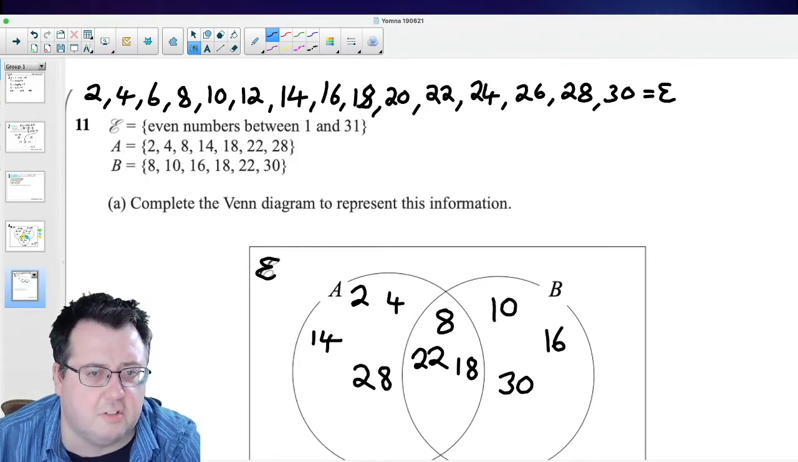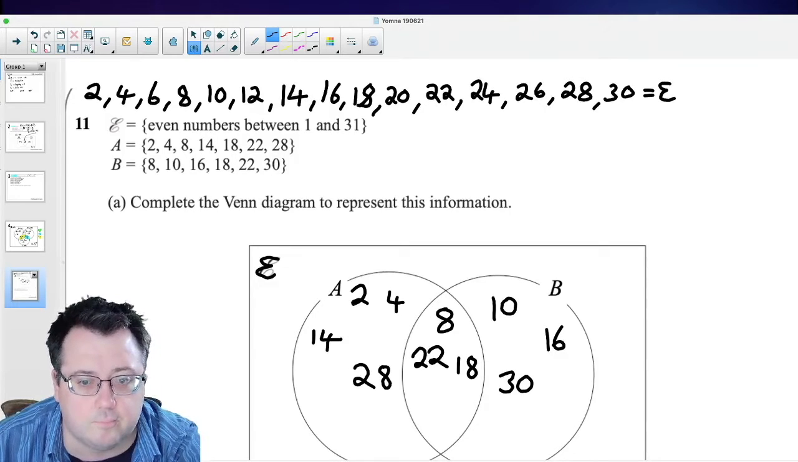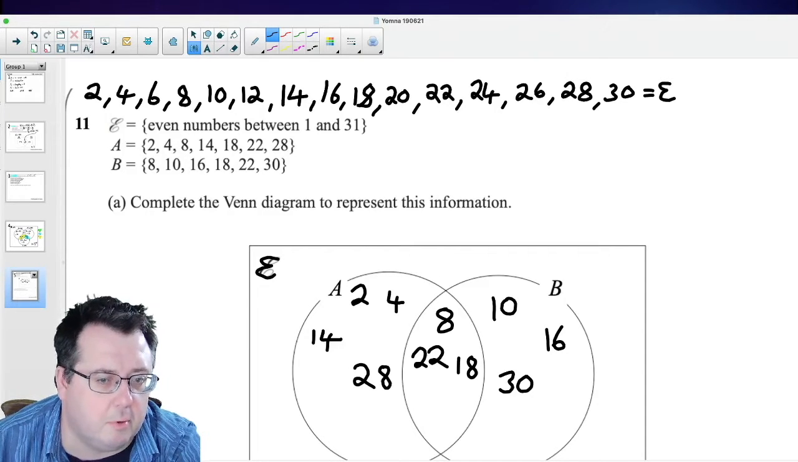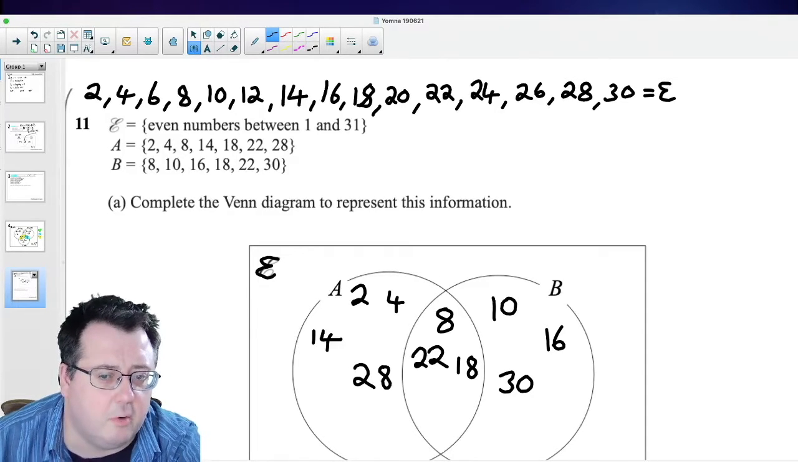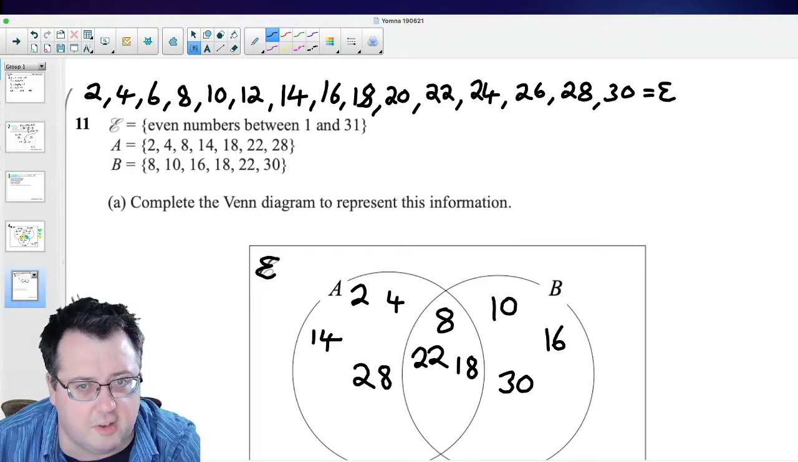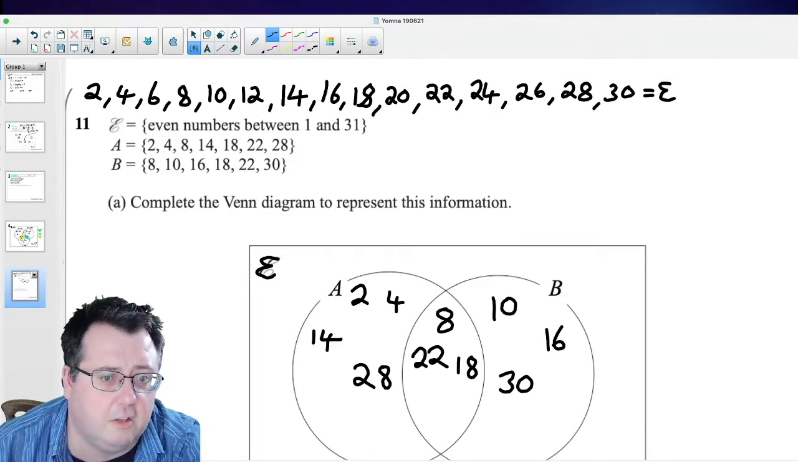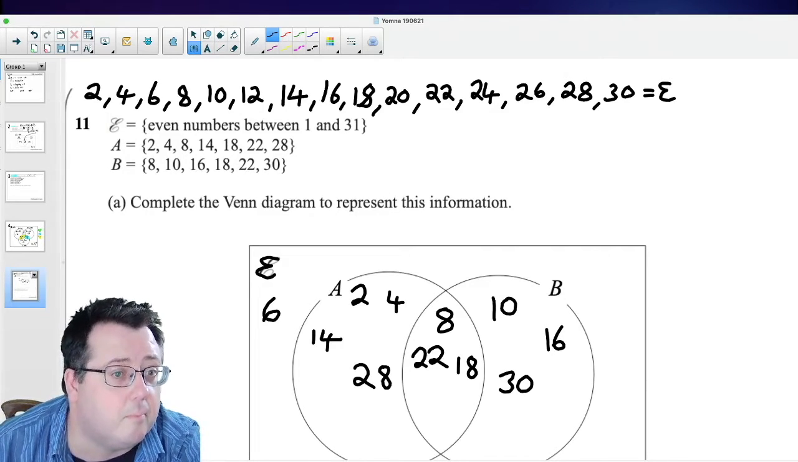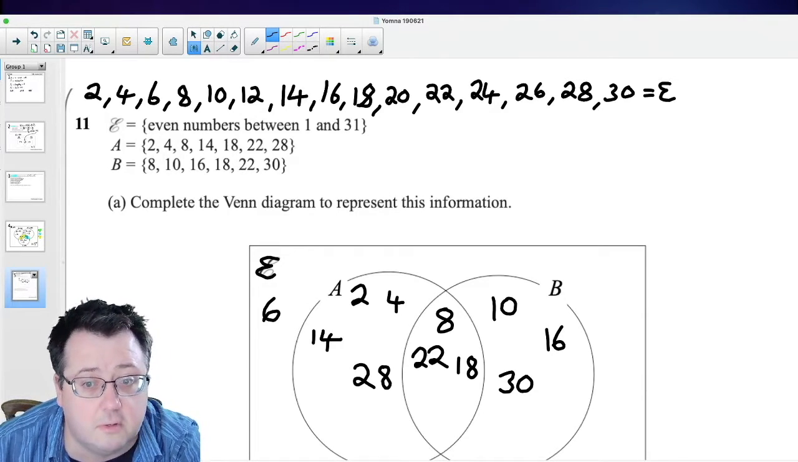What have we got to still do? We've put in all the numbers into A. We've put all the numbers into B. But there are still numbers from the universal set that need to be placed. Okay? So one such number would be the number 6. The number 6 goes on the outside because it's not in either A or B. Does that make sense? Yeah.